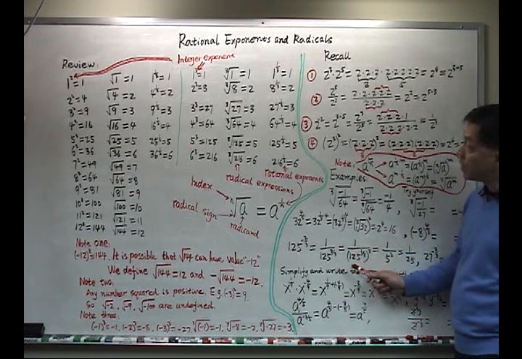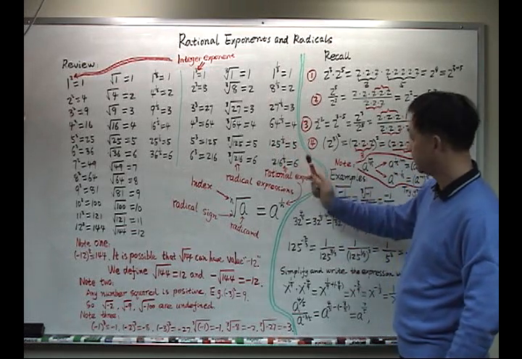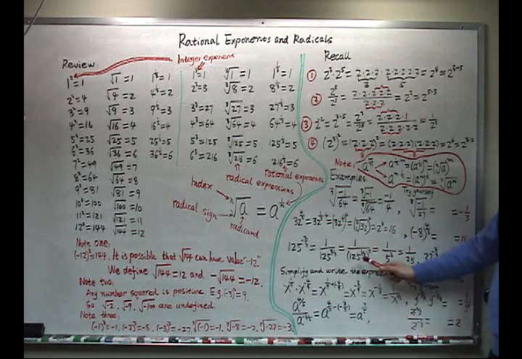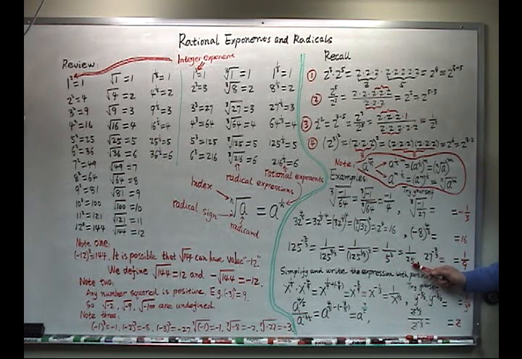Okay? We know 125 to the 1/3 is 5. And then you square it, which is 25. 5 squared is 5 times 5, which is 25. So it's 1/25. For this one, you want to try yourself. Okay?